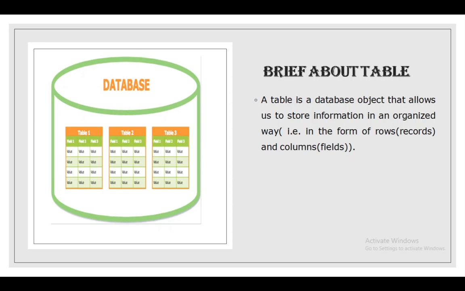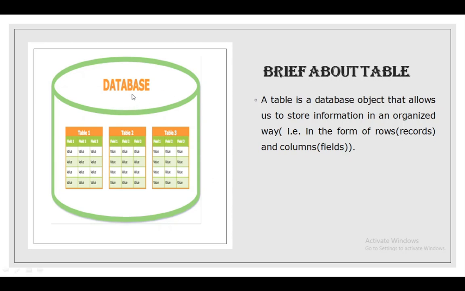The first concept of this lesson is brief about table. A table is a database object or else database component that allows us to store information in an organized way, that is in the form of rows and columns. In a database, rows are referred to as records and columns are referred to as fields, that we already know, right?